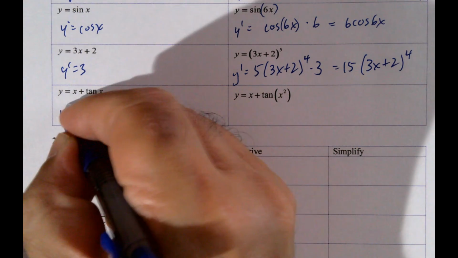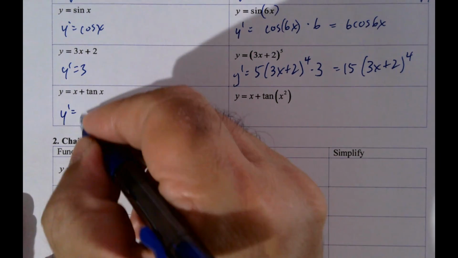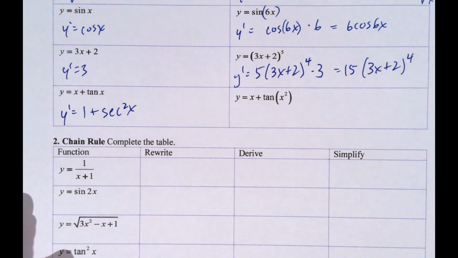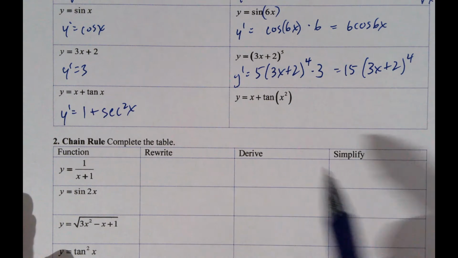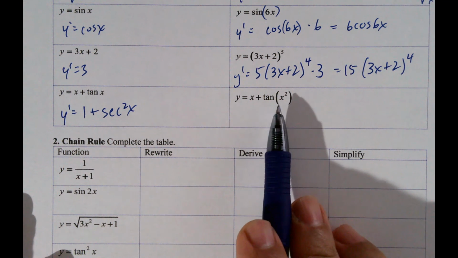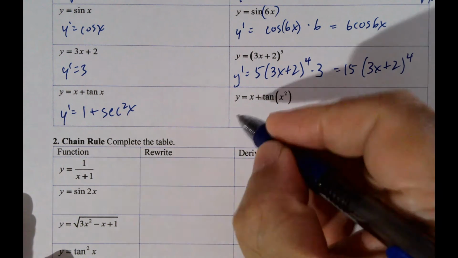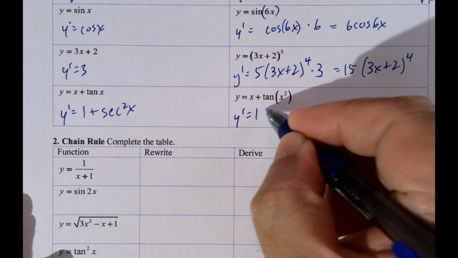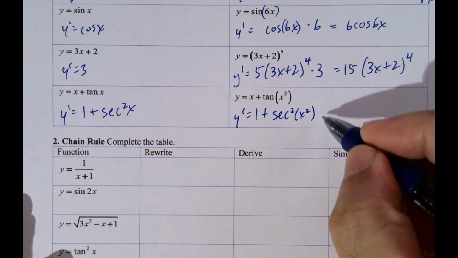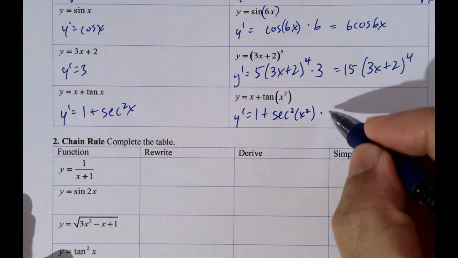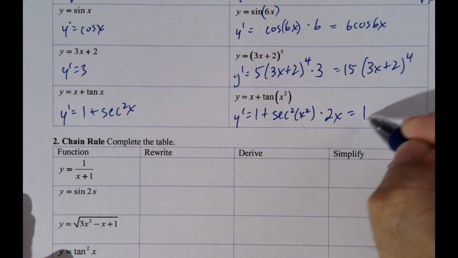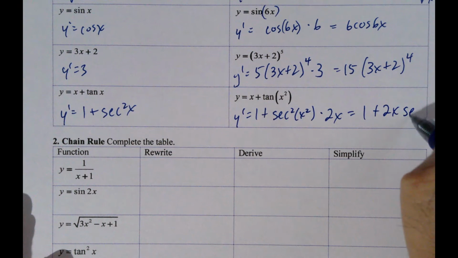Next one. Derivative of x is 1. Derivative of tangent is secant squared x. Right? No chain rule there. There's no composite functions. So here, the x is not composed with anything, so that one's okay. But here we have x squared inside of tangent x. So that becomes derivative of x is 1. Derivative of tangent is secant squared. Keep the inside of x squared, and then multiply by the derivative of x squared, which is 2x. Okay. The only thing about this, you can rewrite it with this 2x in the front.